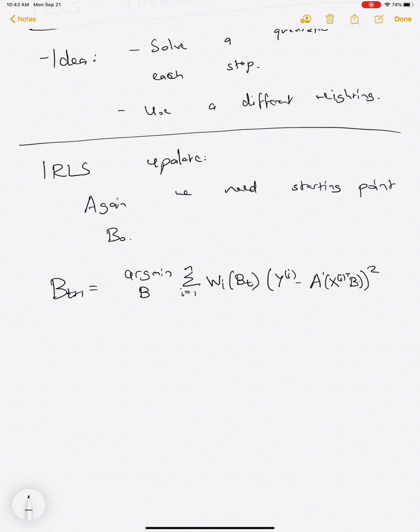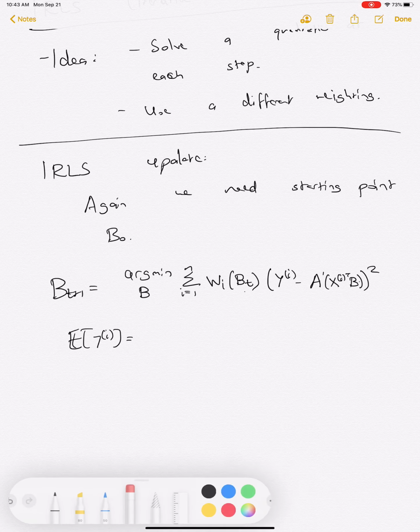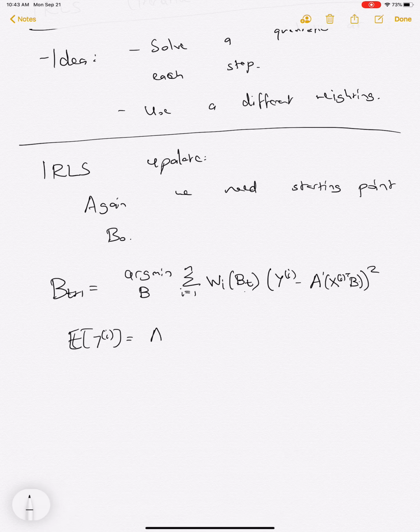Okay, so one thing to keep in mind here is that this B is a function of BT, so it's a function of the previous update. And then we're going to solve a quadratic that uses that as a weight. This again relates to that first homework: remember that the expectation of yi given xi is, because we're dealing with exponential families here, just a prime of xi transpose b, okay?